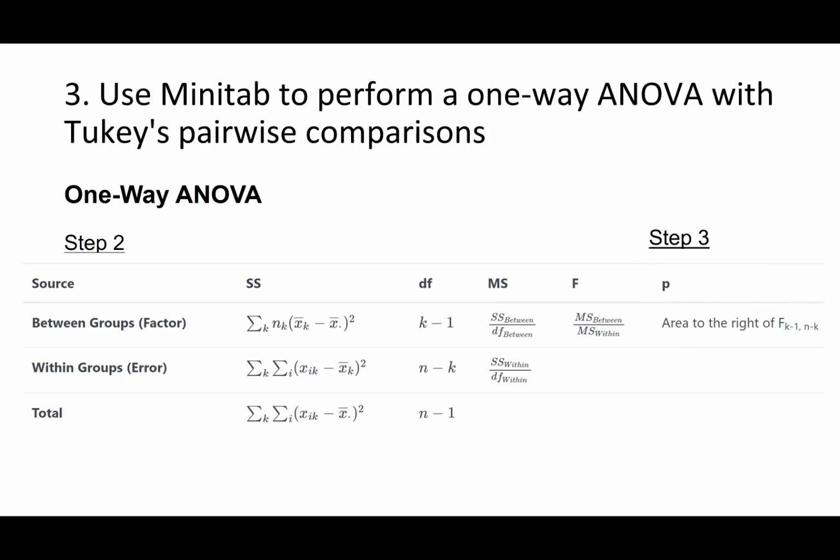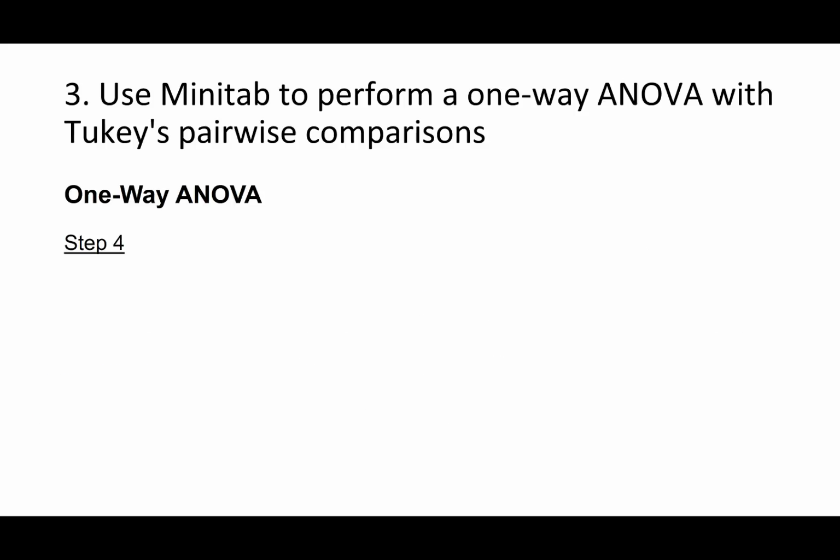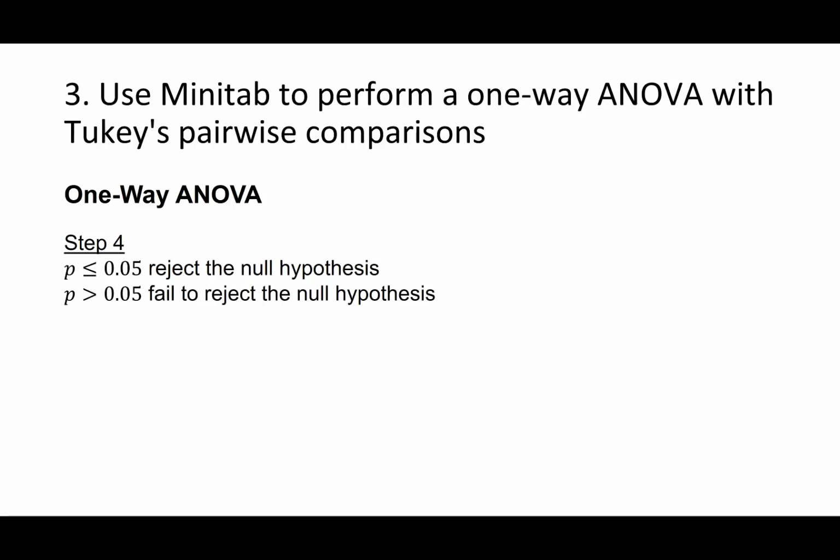This is actually the third step of the 5-step hypothesis testing procedure. Step 4 then is to make a decision. We have the same rules as before, assuming a 0.05 alpha level. If the p-value is less than or equal to 0.05, reject the null hypothesis. P greater than 0.05, fail to reject the null hypothesis. Step 5 is to state a real-world conclusion.